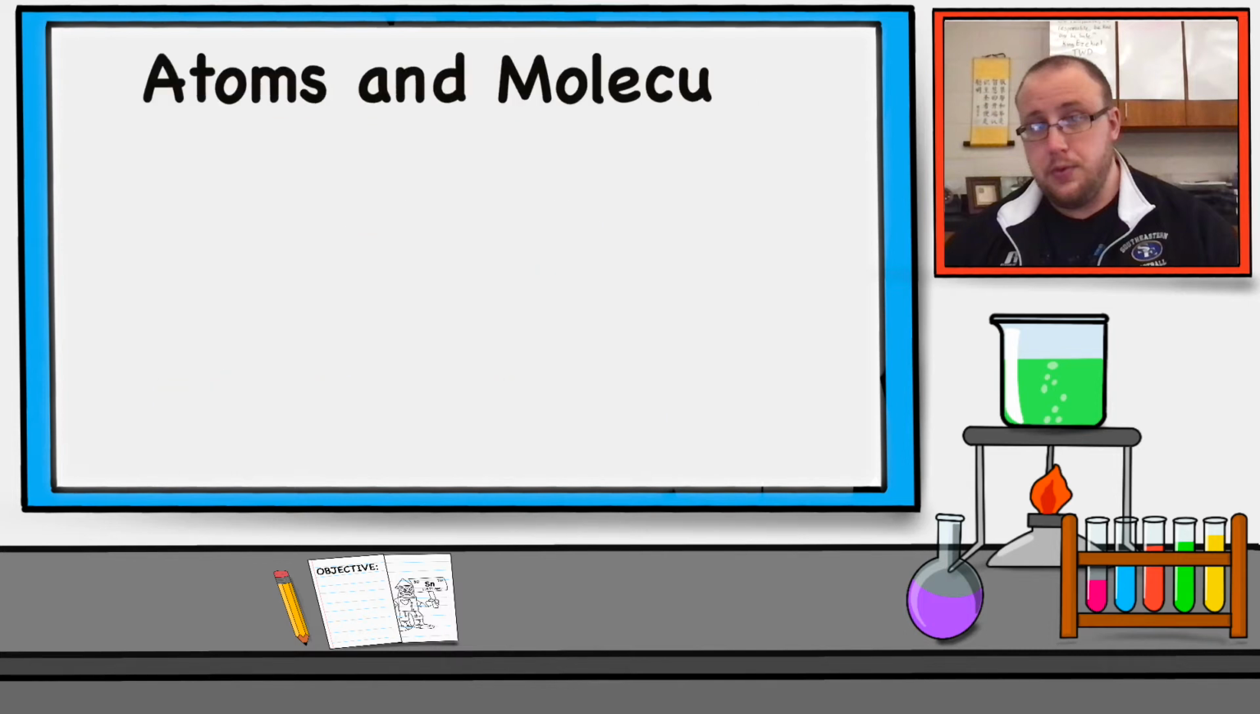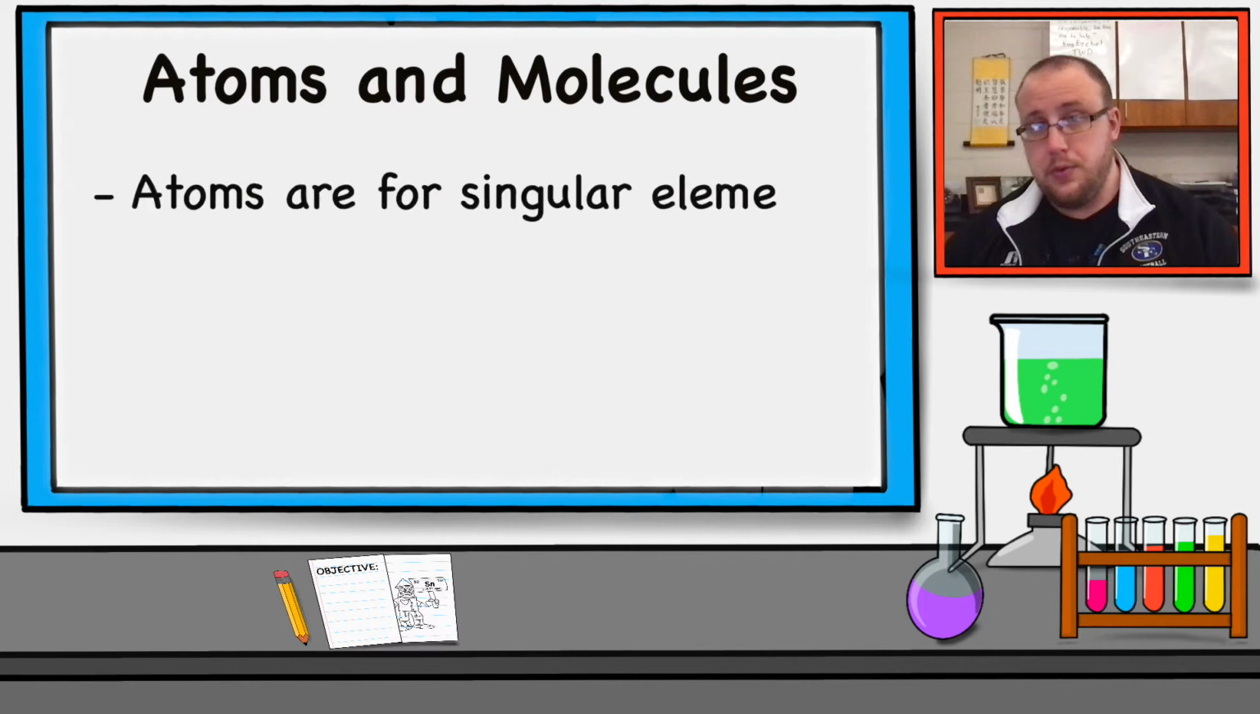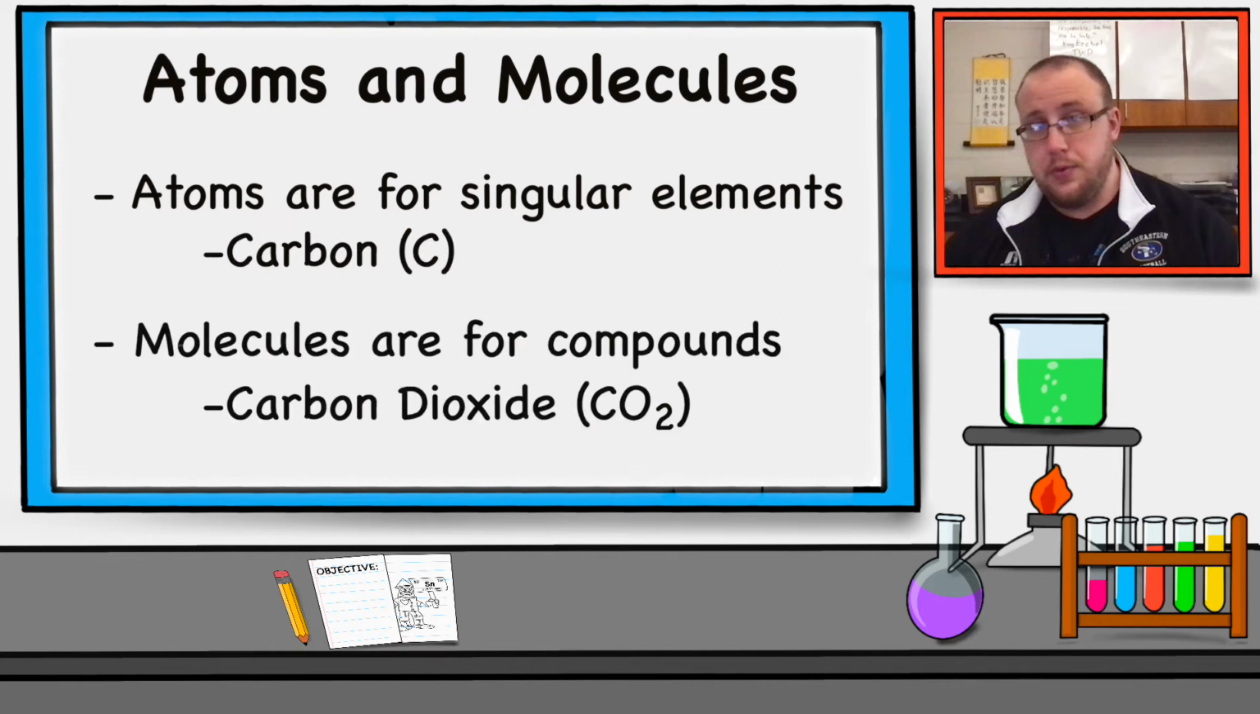In our last video, we discussed the relationship between formula mass and moles for a compound. Now we're going to take this a step farther and give you another relationship you can use with your conversions and moles. Today we're going to talk about atoms and molecules. In the simplest form, all these mean the same thing, just in different types of substances. Atoms are for singular elements like carbon, while molecules are for compounds like carbon dioxide.